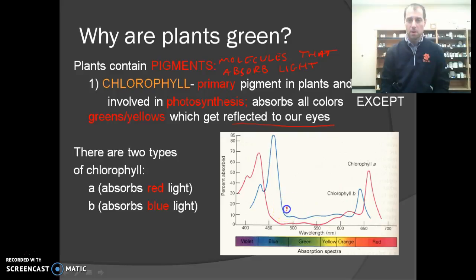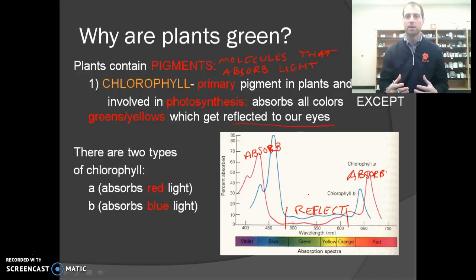But if you look, both of these are reflecting green and yellow light. And so since they're reflecting it, that light is being reflected back to our eyes, and that's what we see. These colors are being absorbed. And so the plant can use that light energy in order to put molecules of carbon dioxide and hydrogen together to make our sugar.